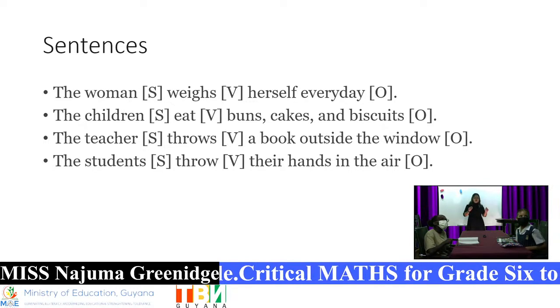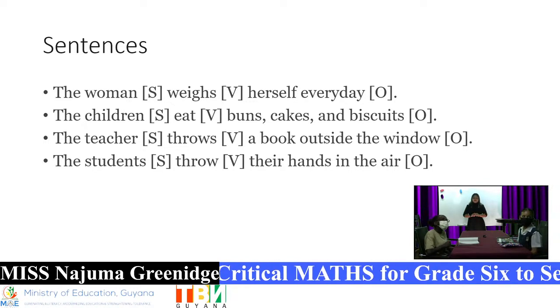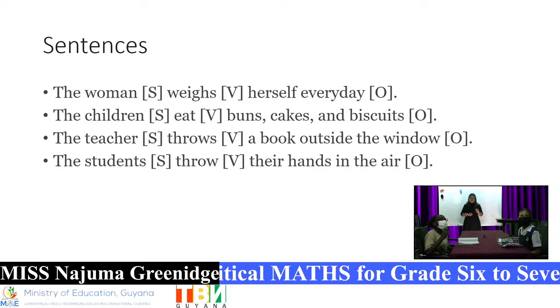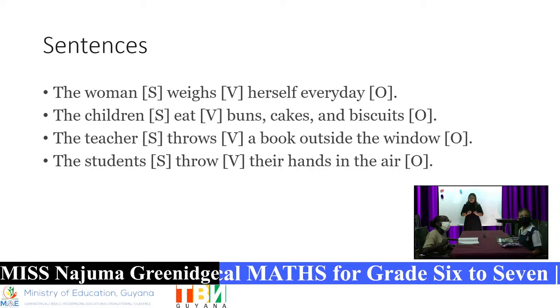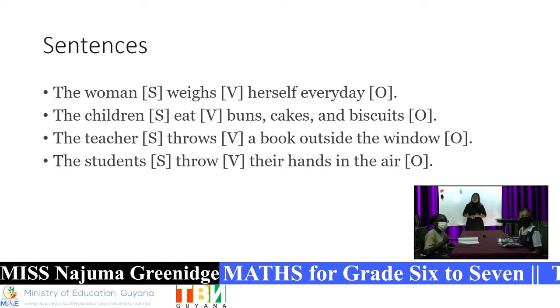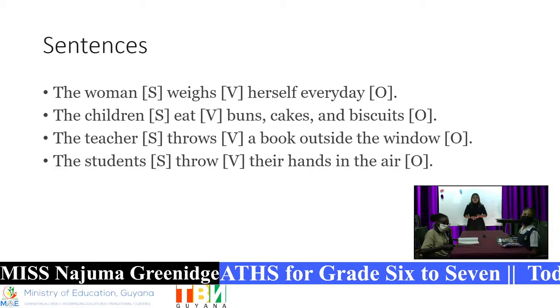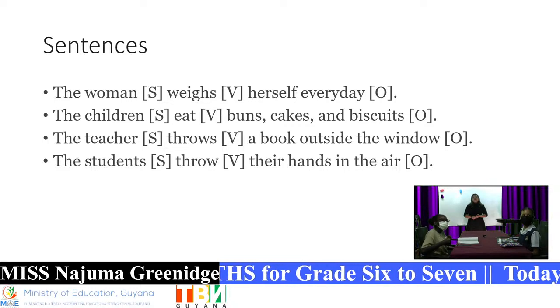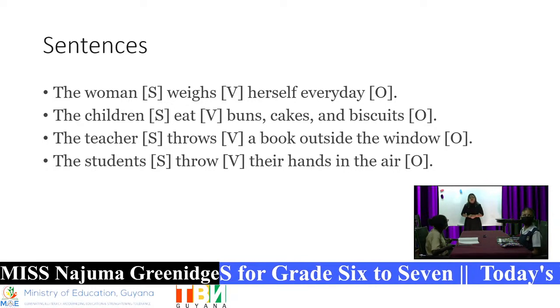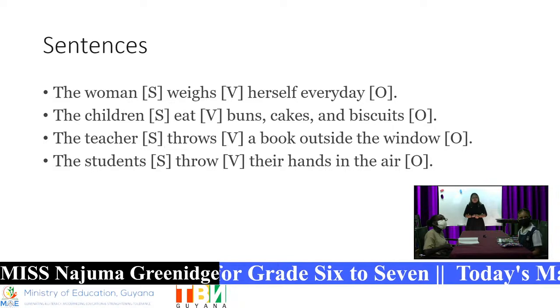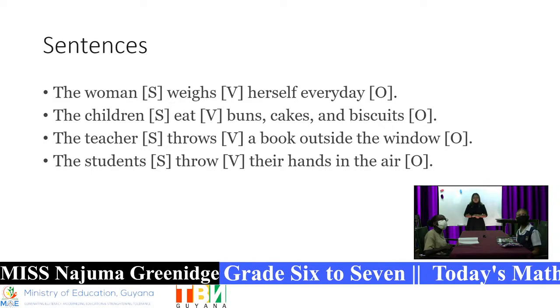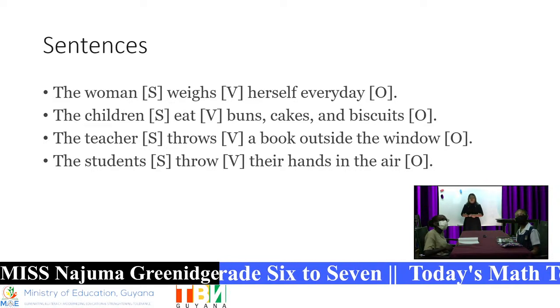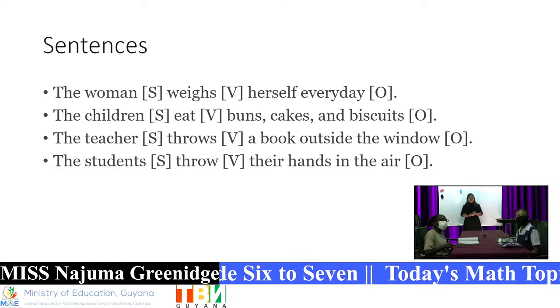Are we talking about the teacher or the book? The teacher. So the teacher is the one doing the action, right? So the subject in the sentence is who or what we're talking about, or who or what is doing the action in the sentence. Azaria, let's go to your sentence, the last one. The students throw their hands up in the air. Good, very good.